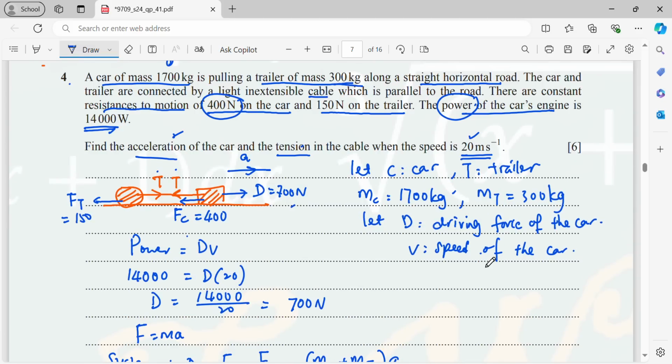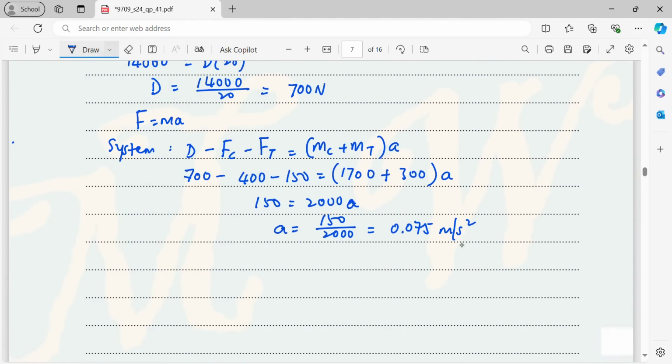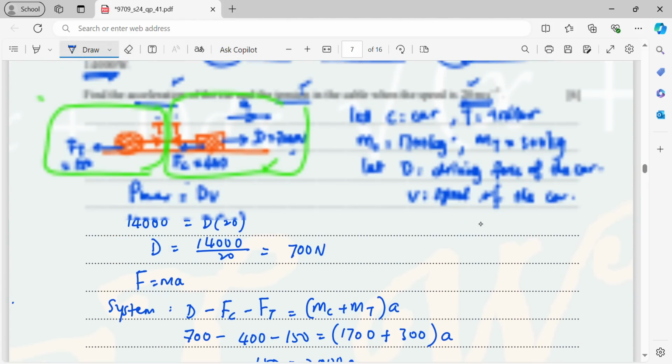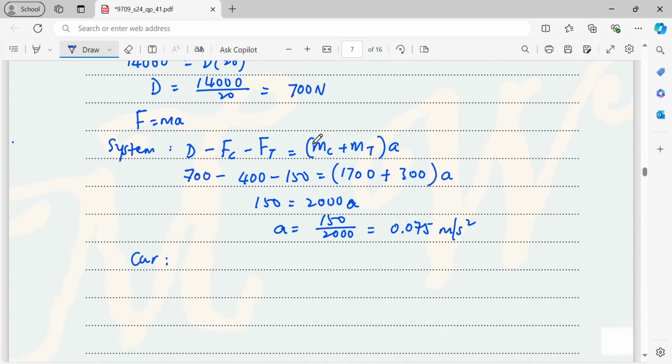Now to find the T, the tension in the cable, you can just consider either the car or the trailer. So it's up to you. I will use the car. So when I refer to the car, again towards the right side is positive. So I have D, I have Fc, I have T. The D will be positive, T and Fc will be negative. So again using F equals ma, D minus T minus Fc equals mc times A, the mass of the car.